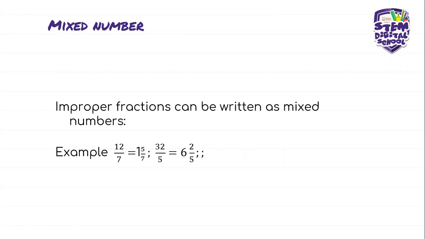In other words, if you are to write 12 over 7, for instance, as a mixed number, you can just check how many times 7 goes into 12. So we can all agree that 7 will go into 12 only once, because 7 times 2 is 14. So 12 is less than 14, therefore 7 goes into 12 only once. So you write 1 there, and the remainder will be 5, because 12 minus 7 is 5. So the remainder is 5 out of 7. So this gives us now the mixed number.